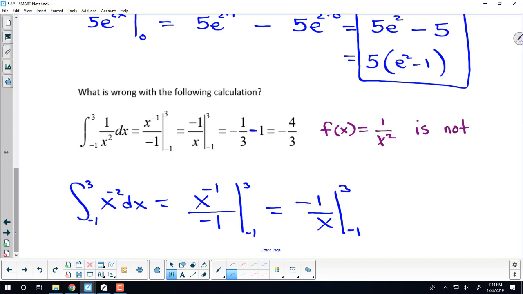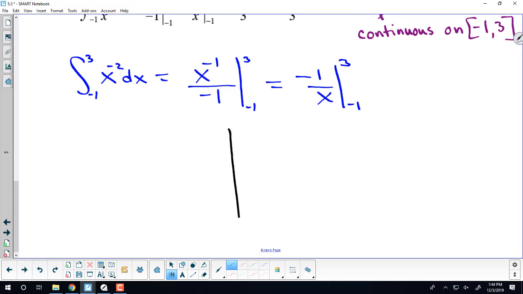Is it an asymptote or is it a hole? It's an asymptote. If you looked at the function, maybe we can draw it out too. Let me finish this. f of x, 1 over x squared, is not continuous on the interval negative 1 to 3. So that's our answer. But our function 1 over x squared is doing this.